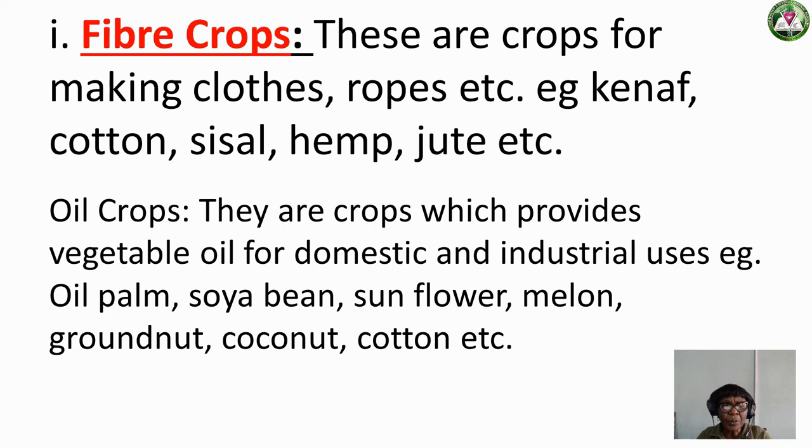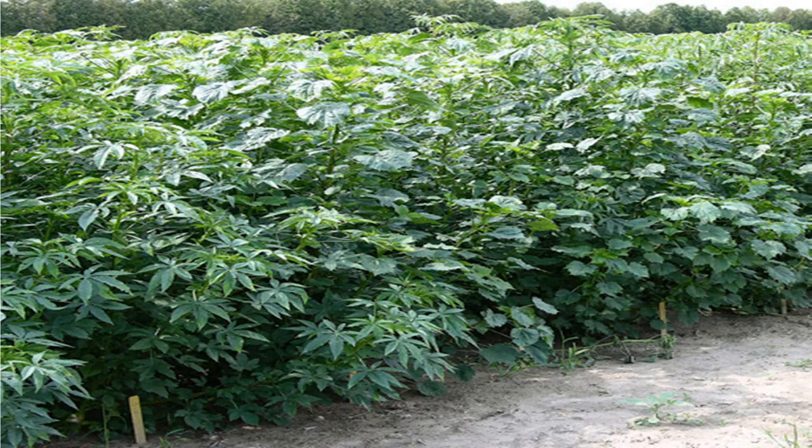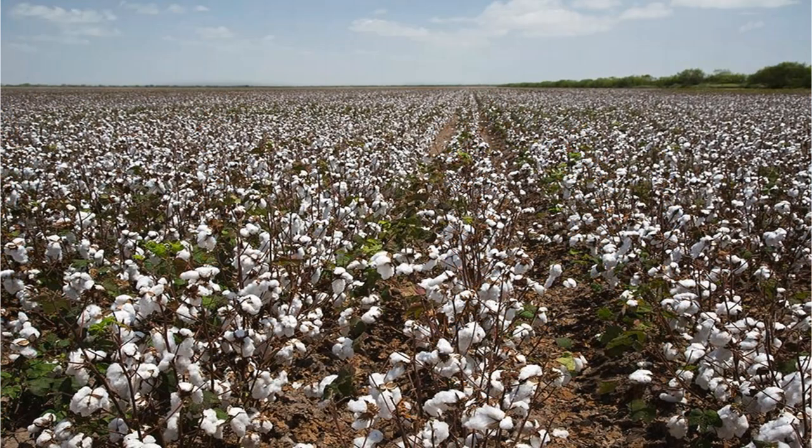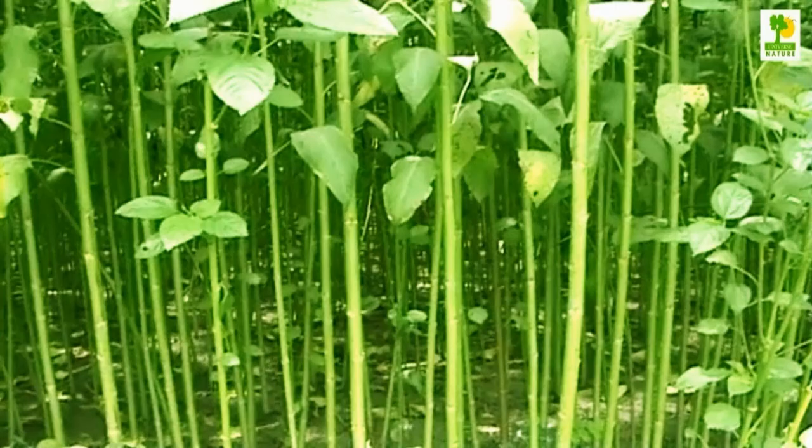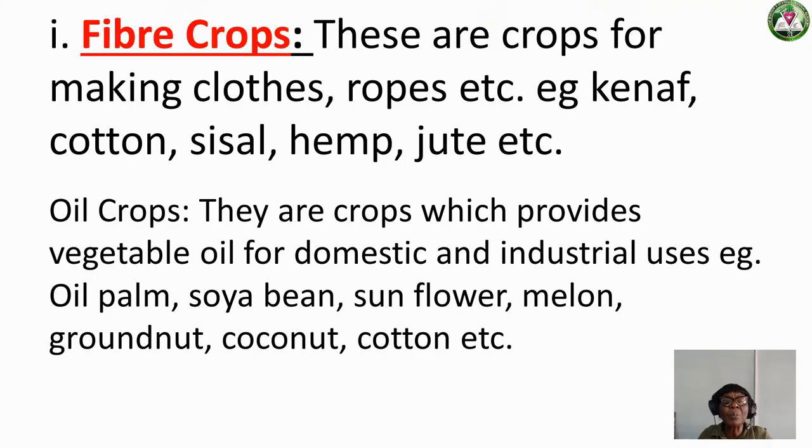Then another group, we have the fiber crops. These are crops for making clothes. They are not edible. We use them to make clothes and robes. Examples are the kenaf, the cotton, the sisal, the hemp, the jute. Out of them, we get fibers that we use in making clothes in our industry. These are the crops that supply us with raw materials in our industries.